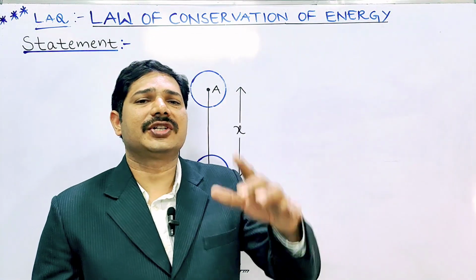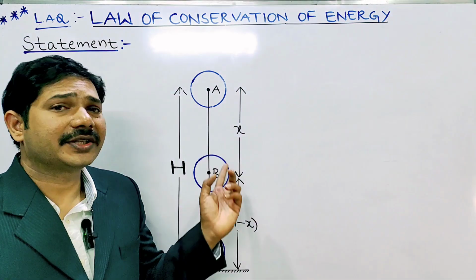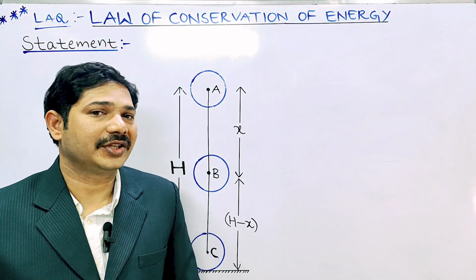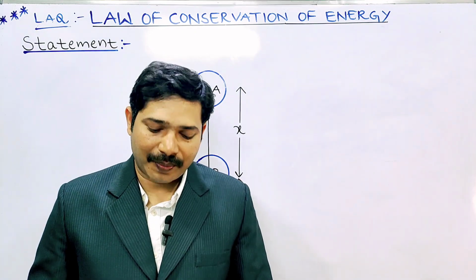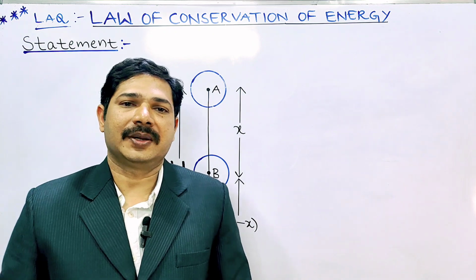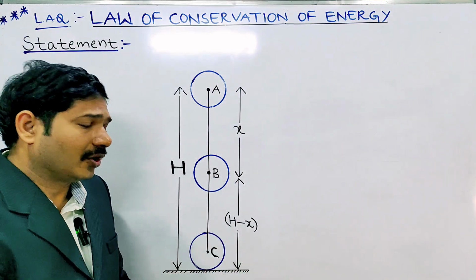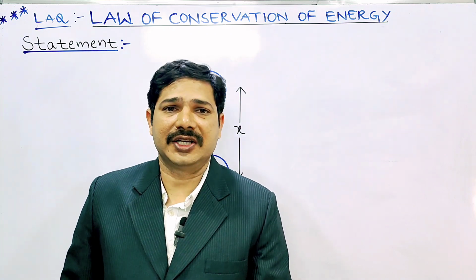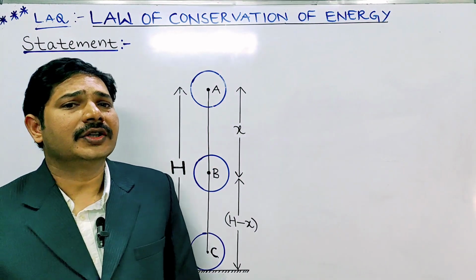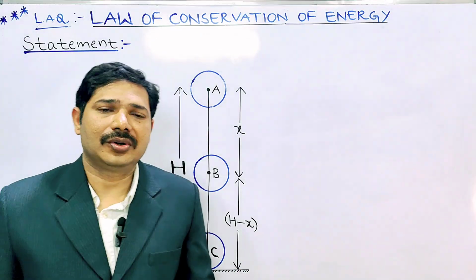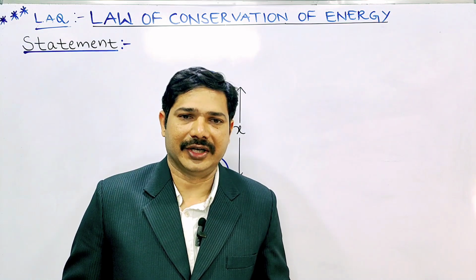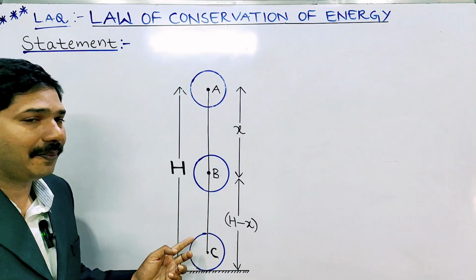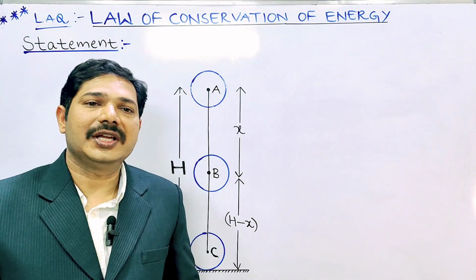Whenever the body is released, at the middle point, what happens? It has both kinetic energy and potential energy. At that time also we have to show that the total energy remains constant. Total energy means kinetic energy plus potential energy. Then after reaching the ground, the body has only kinetic energy and no potential energy. Why? Because there is no height. So total energy equals kinetic energy only. Here also we have to show that total energy remains constant at points A, B and C, so we prove it at three points.